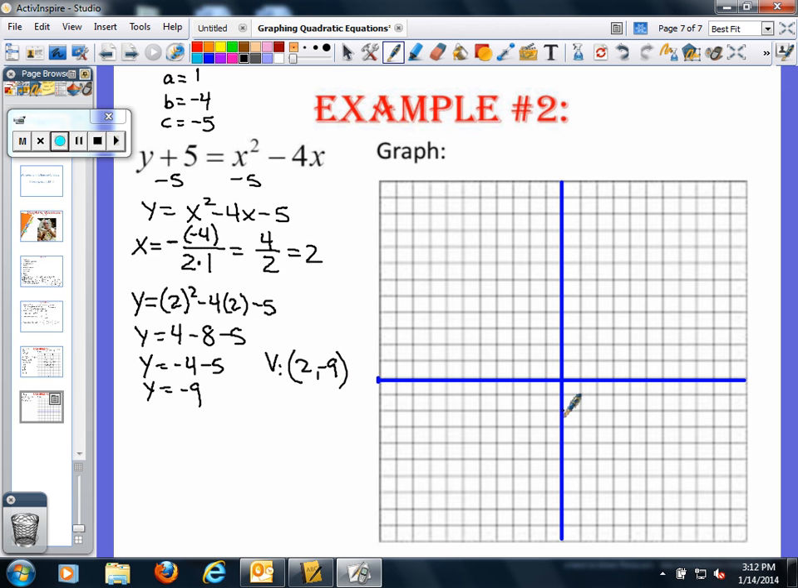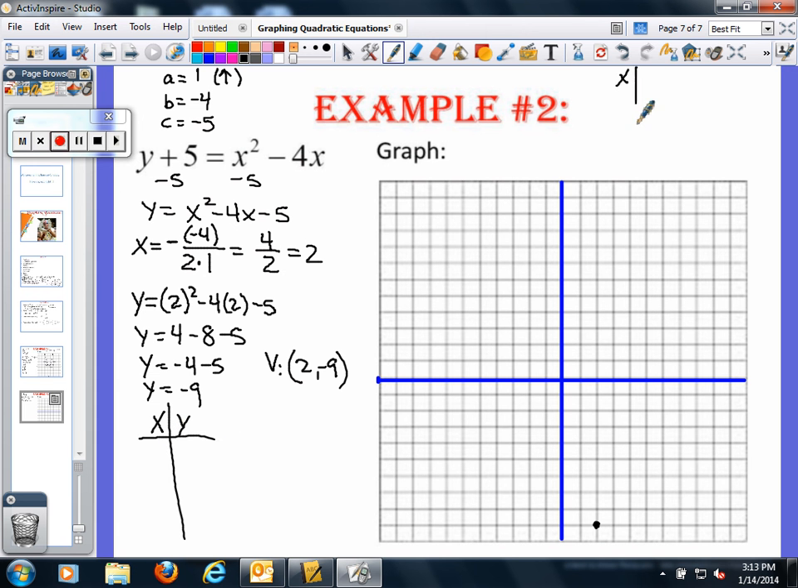So we count 1, 2, 3, 4, 5, 6, 7, 8, 9, and it was 2. So my vertex is going to be right here. A is positive, so my graph opens up. Now, I'm going to show you how to use my vertex and my table to get my points.